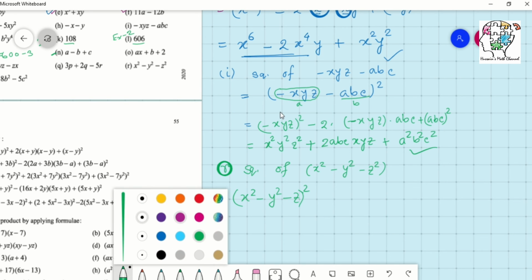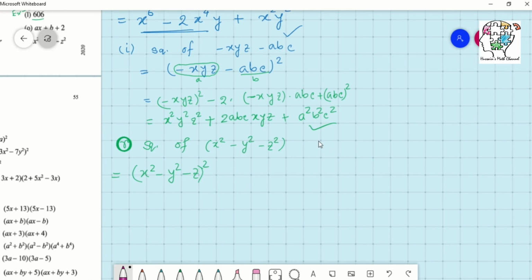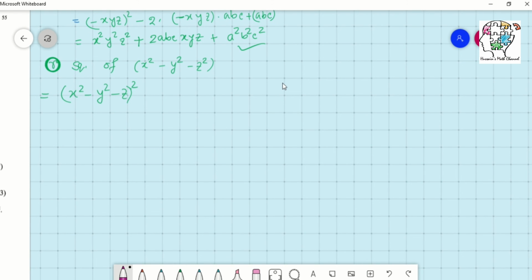Now time to learn another formula. There is another formula. Next chapter you can learn this one, but I want to show you in this lesson. A plus b plus c whole square. What is the formula of this one? This one we can simply write a square plus b square plus c square, and then 2ab plus 2bc plus 2ac. This is the simple formula.